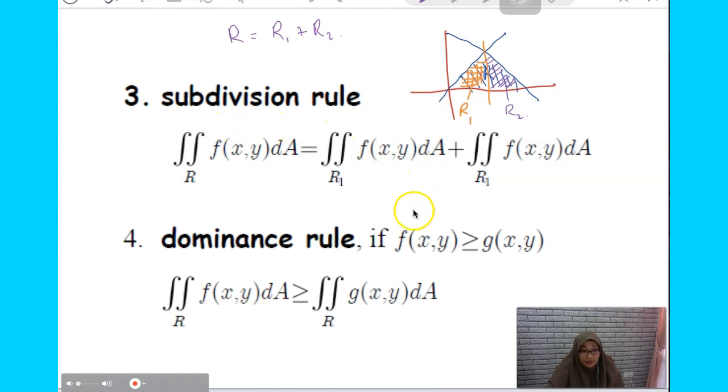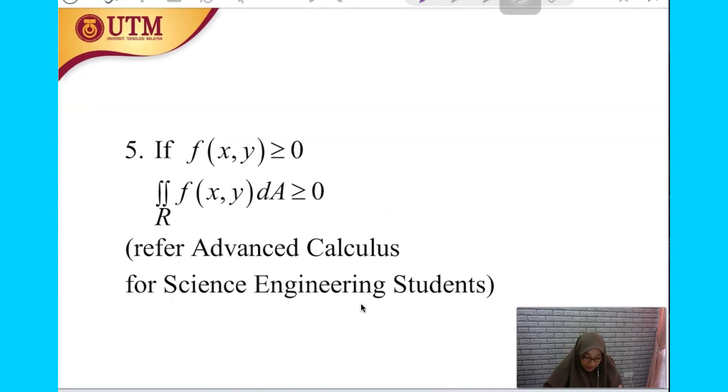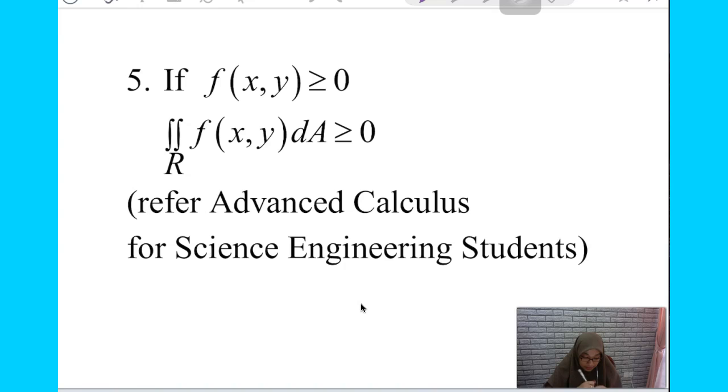Okay, and we have the dominant rule. If f is greater than g, then the result of the double integral will be the same, where the result here is always greater than the result where the integrand is g. So that is the dominant rule. And also, if the integrand here is positive, it means that the result of your double integral is also positive. Okay, so refer to advanced calculus.